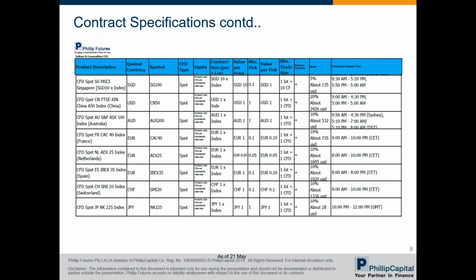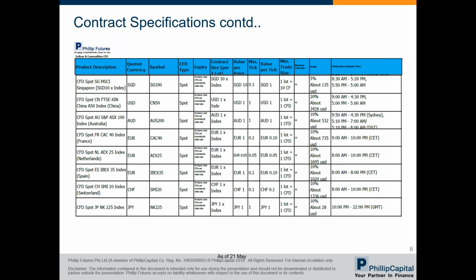China FTSE A50 is about 17,100 points right now, so the contract margin is also high at 20%, which will be about 3,426 US dollars per contract. For the Australia index, it is also a $1 Aussie dollar per point of index. Margin is 532 US dollars.